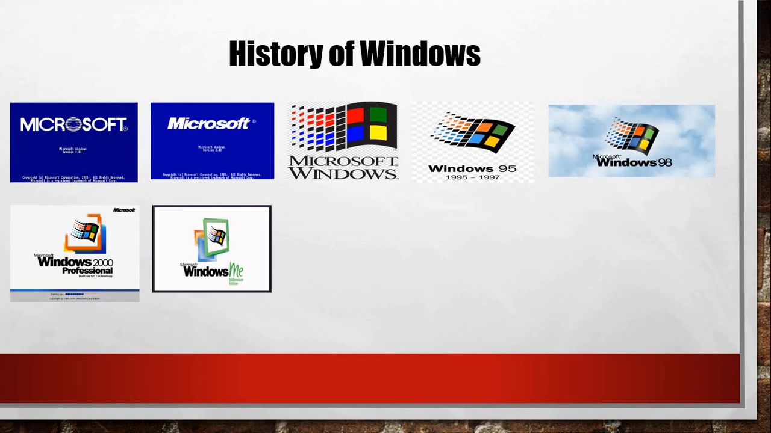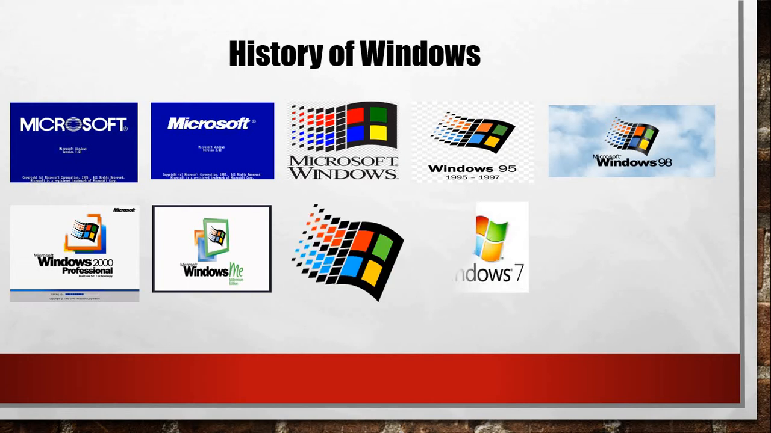Therefore, ME was not as popular as Windows 2000, but it was a little bit ultra modern. Few icons and folders looked different, but still people loved 98 more than ME and 2000. After that, the most important operating system came, that is Windows XP and then Windows 7.